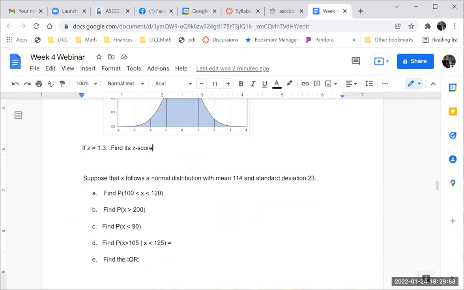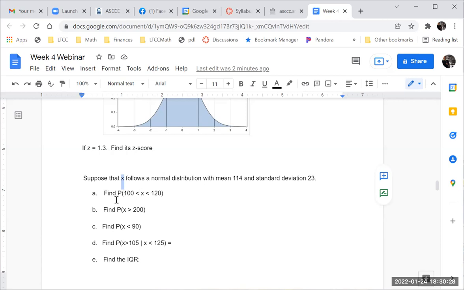All right, so now we're going to do a general normal distribution. So now suppose that x follows the normal distribution with mean 114 and standard deviation 23. Notice it's no longer a standard normal distribution. Now it's a general normal distribution. We don't use the letter z, we use the letter x. So we use x if it's just some general normal distribution, and we use z if it's the standard normal distribution. Any questions so far?